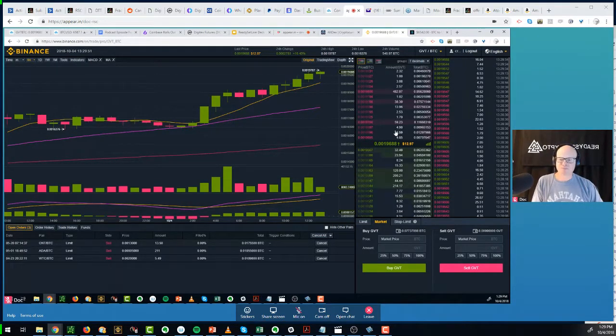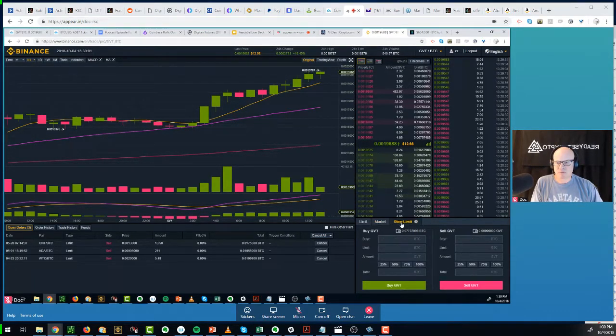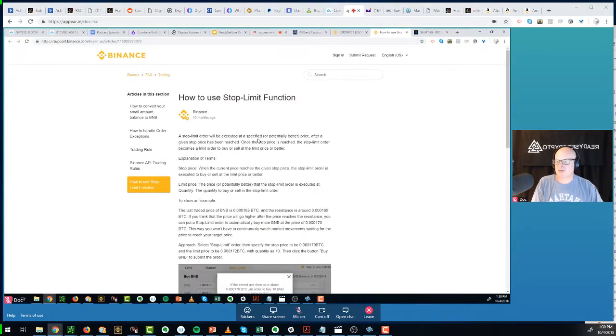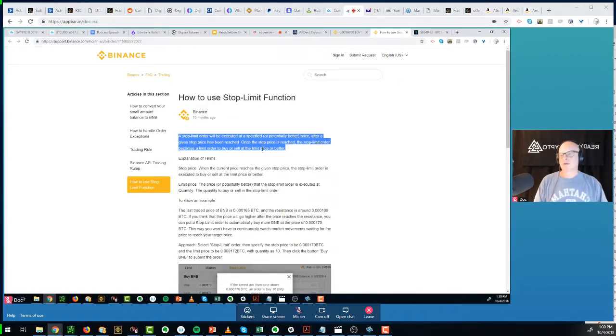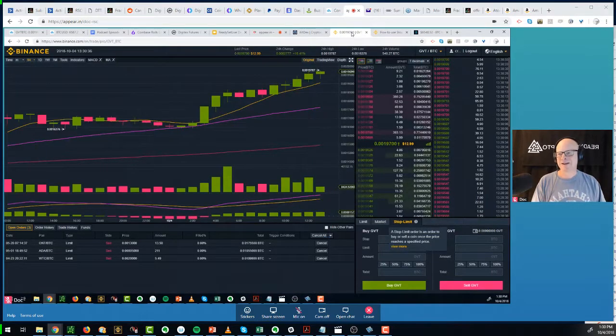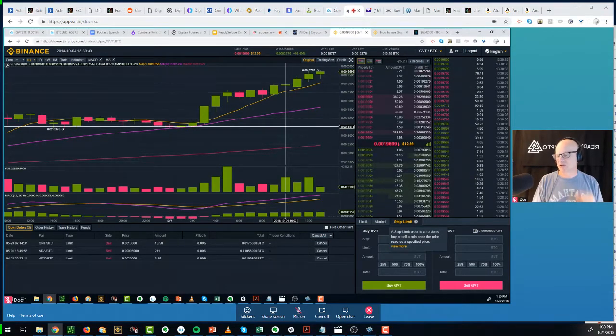So Tig is saying, how do you do a buy stop on Binance? Well, this is where they're calling it sort of a stop limit. So this is the third option. And if we put a question mark in there, stop limit orders in order to buy or sell a coin once the price reaches a specified price. Let's view more on that. How to use a stop limit function. After a given stop price has been reached, once the stop price is reached, the stop limit order becomes a limit order to buy or sell at the limit price or better. Okay, so what this means is this is a buy stop with a limit. Okay, that might not necessarily make sense, but this is actually a better way to do this.